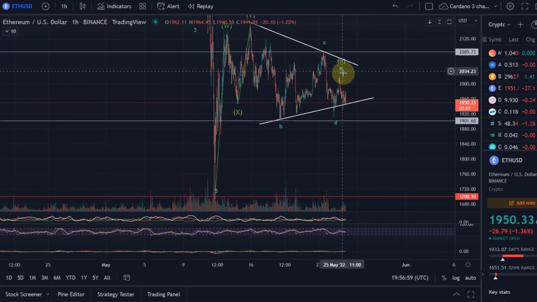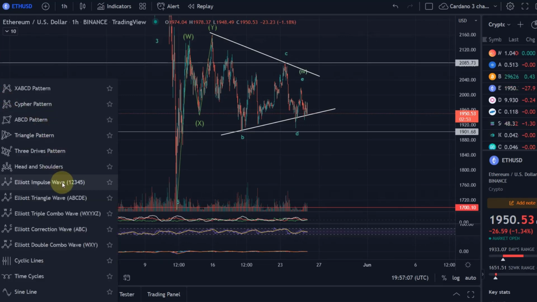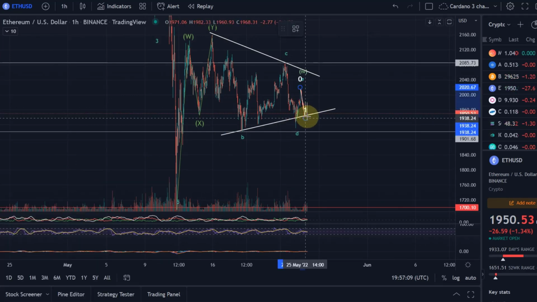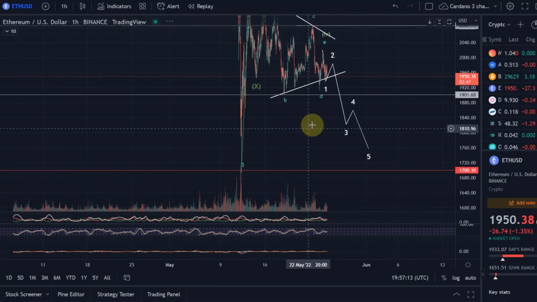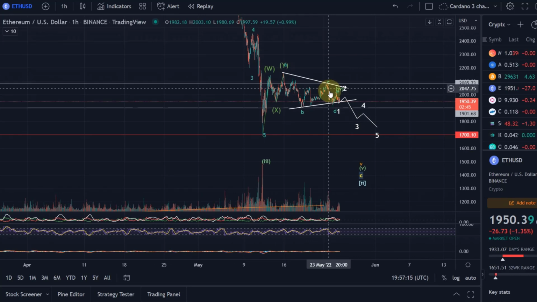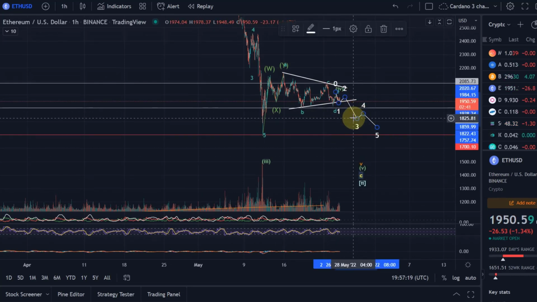Obviously, what would happen if the wave E is complete? We would move lower and break below the $1,900 level. We would then finally start to move lower in an impulsive move down, something like that. 1, 2, 3, 4, 5.